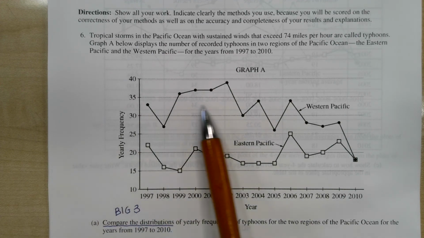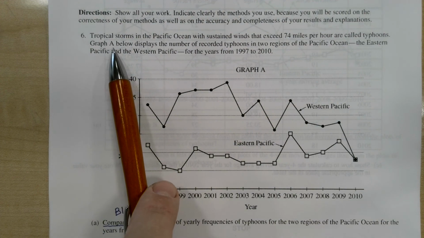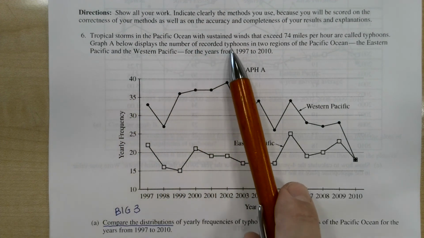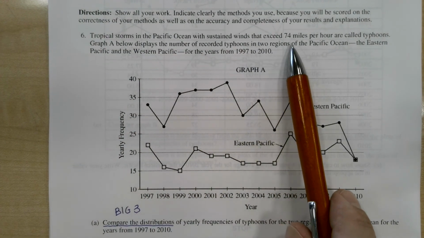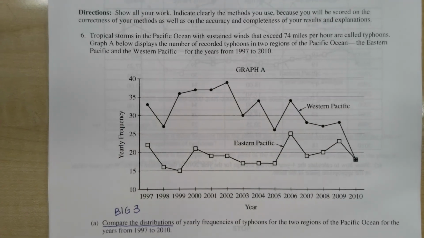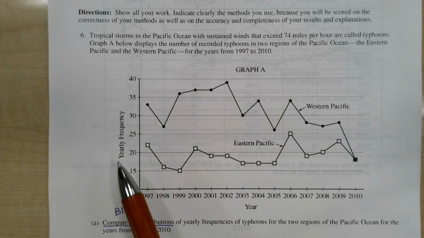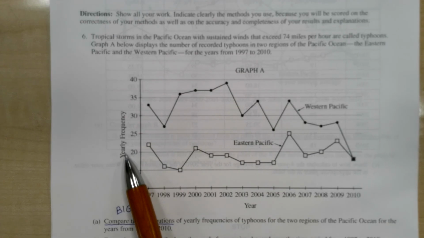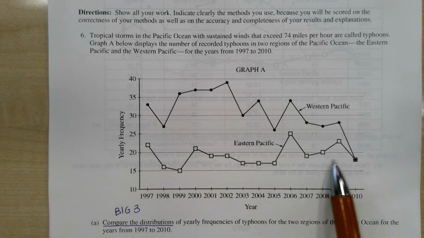But anyway, we have a time plot, and if we read it, we have tropical storms in the Pacific Ocean with sustained winds that exceed 74 miles per hour are called typhoons. Graph A below displays the number of recorded typhoons in two regions of the Pacific Ocean, the eastern and the western, from the years 1997 to 2010. So this is a frequency of typhoons for the west and the east.